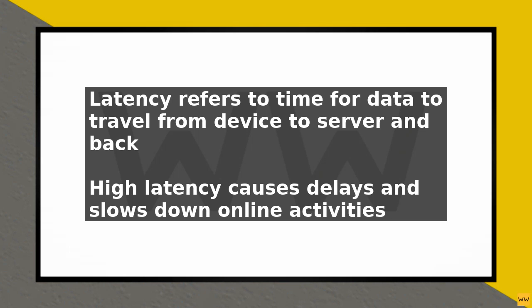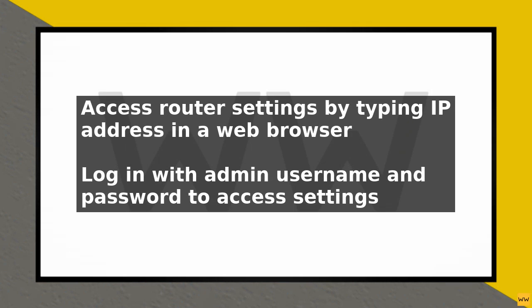First, you need to access your router's settings. This can be done by typing the router's IP address in a web browser. The most common IP addresses are 192.168.0.1 or 192.168.1.1. Once you access the settings, log in with your admin username and password.